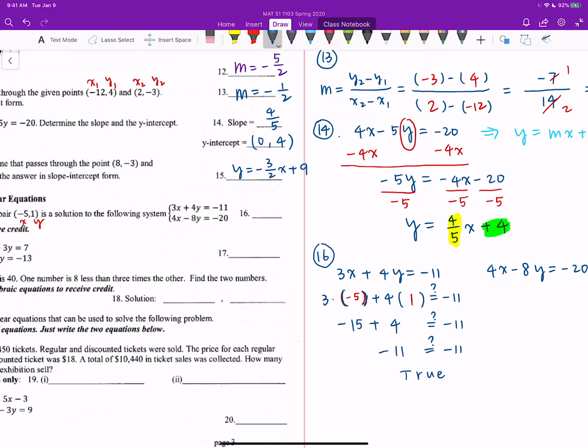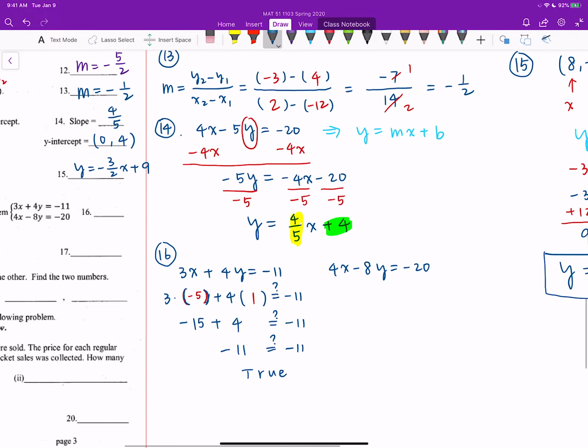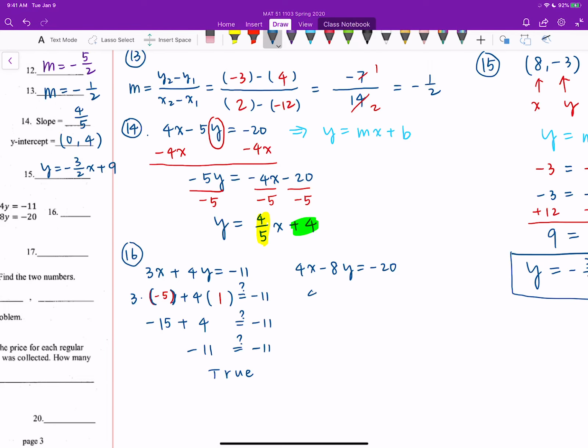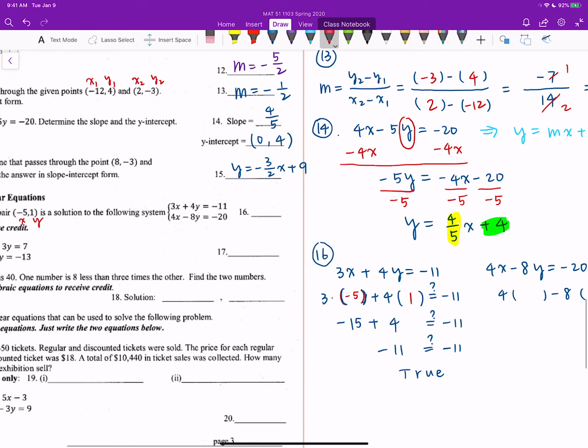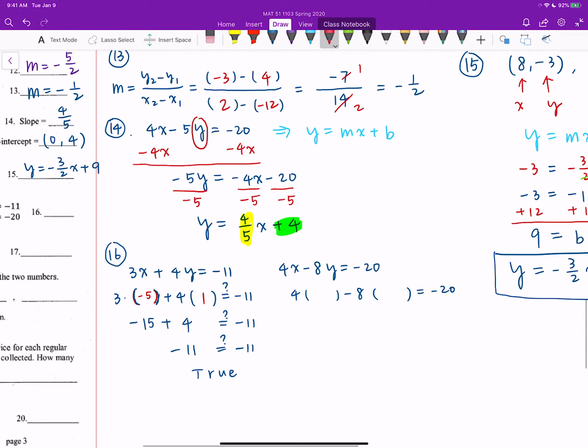So we cannot conclude anything yet, even though it's true, because we have another equation. So we need to check the other one as well. Same thing, I'm going to use grouping symbols to replace the variables. And let's insert the values. X is -5, y is 1.